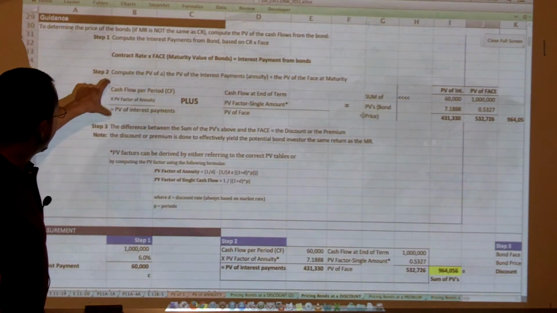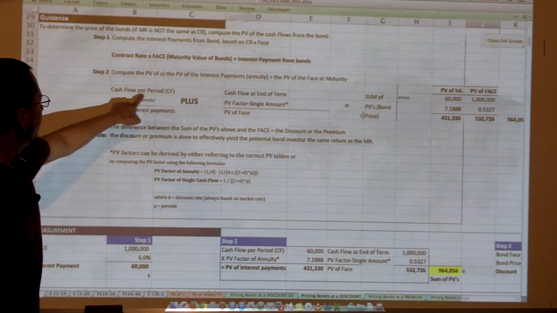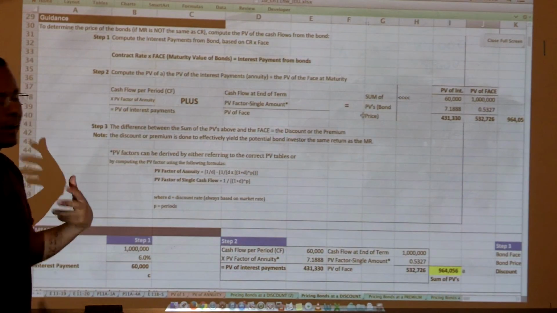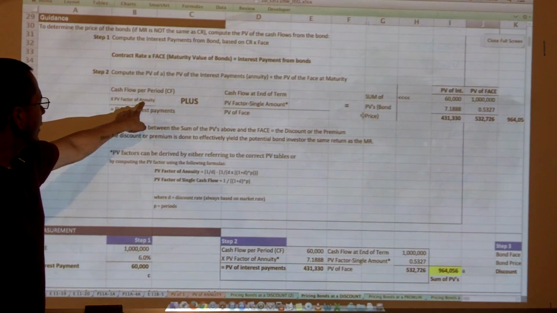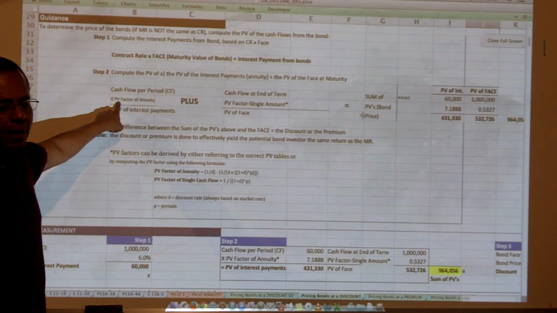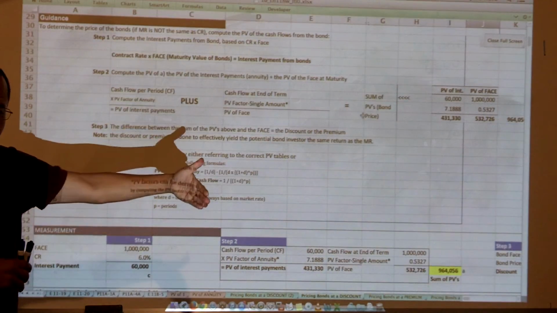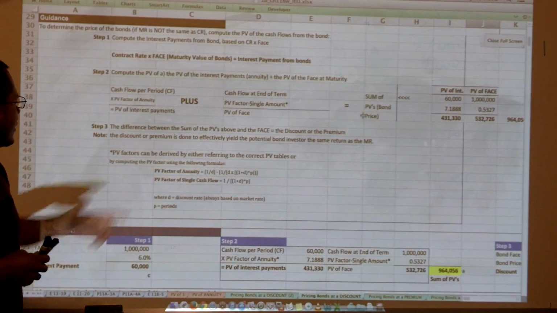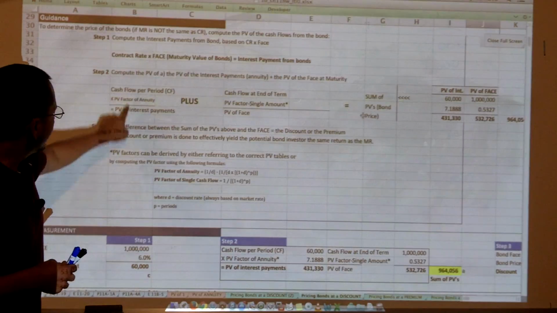And that refers to this second step here, the first part here. Cash flow per period. So we have 10 periods, so there will be 10 cash flows. Because you have a series of cash flows, we refer to this as an annuity. So we take the $60,000 multiplied times the present value factor that relates to this type of annuity, 10 periods at 6.5%. We use the market rate for this factor here.